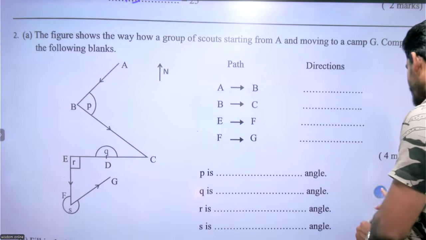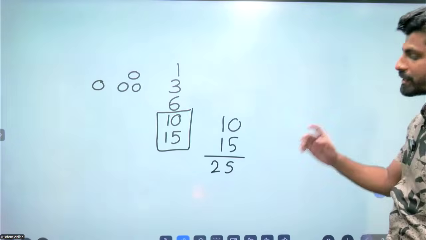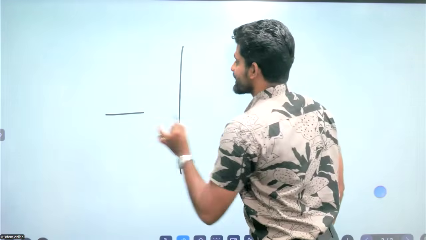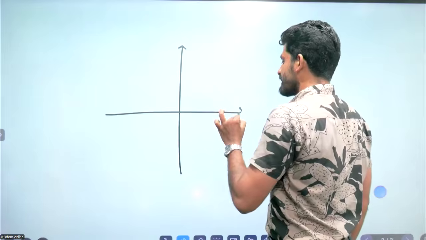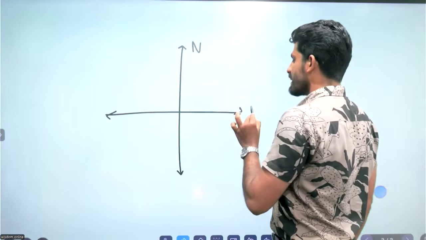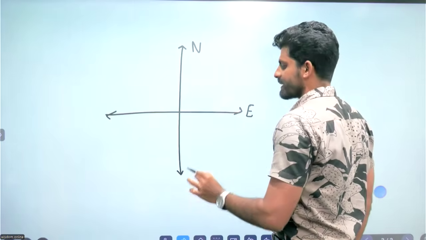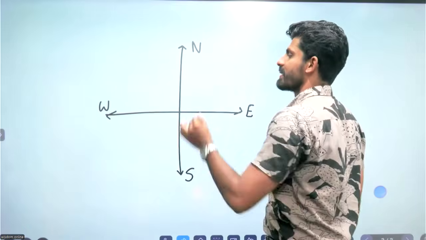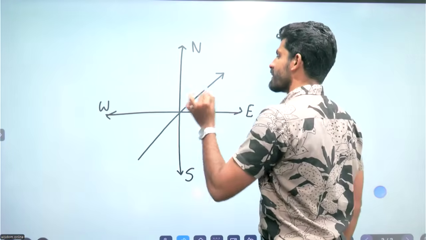Right. Now I'm going to remind all the points. Look at this one. Just consider the directions. North, east, south, west, right? What is this one?